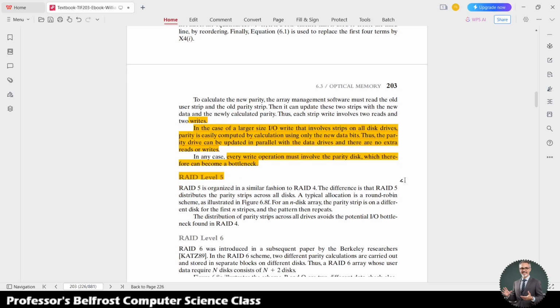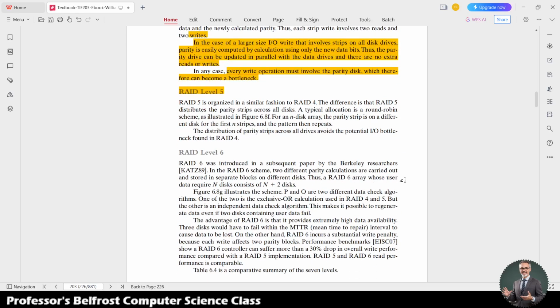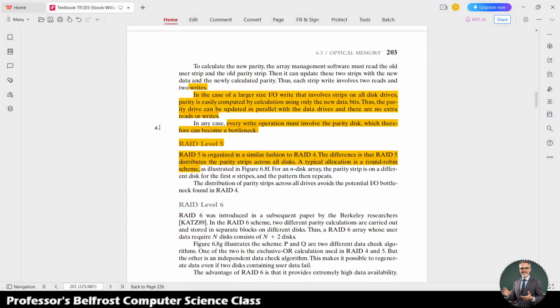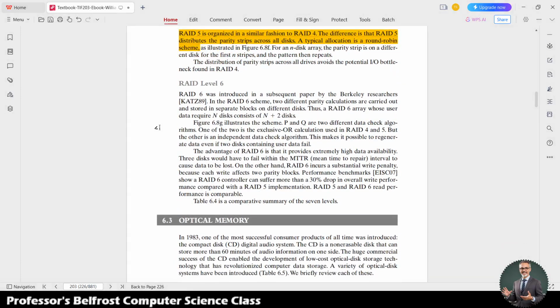Now we have RAID level 5. RAID 5 is organized in a similar fashion to RAID 4, but the difference is that RAID 5 distributes the parity strips across all disks. This is called a typical allocation with a round robin scheme. And this can avoid the potential I/O bottleneck found in RAID 4.